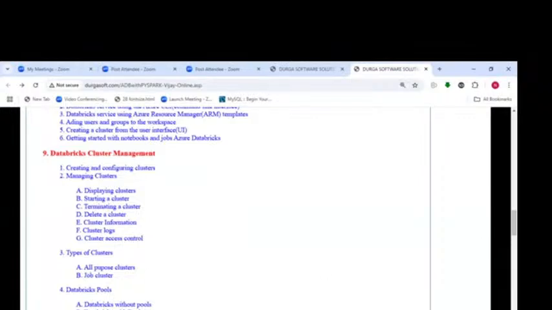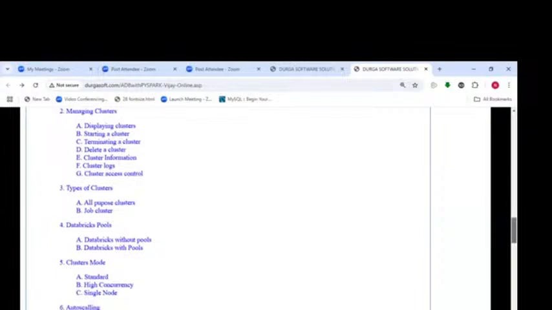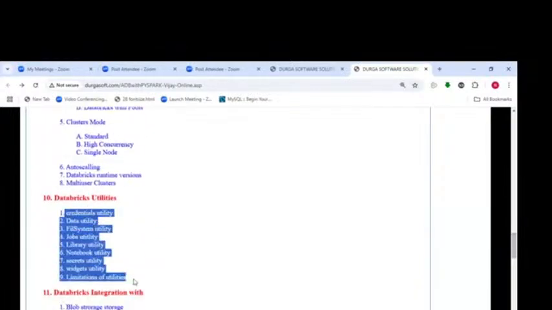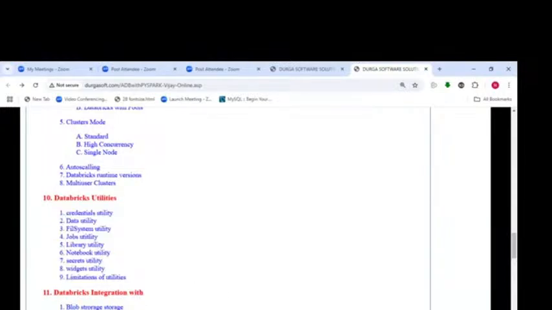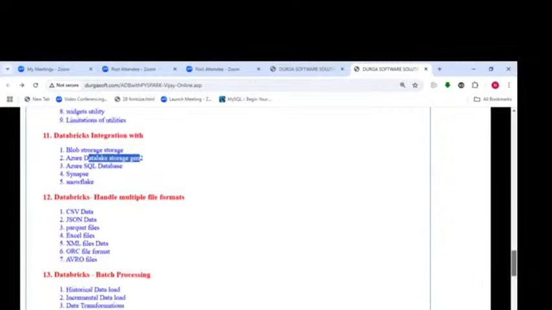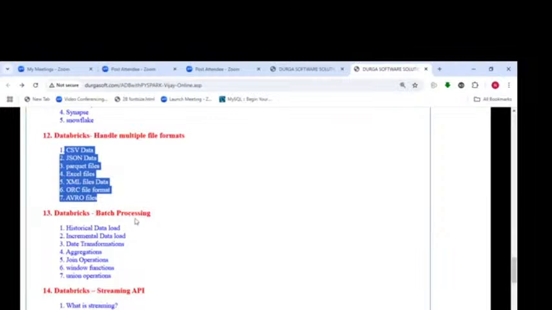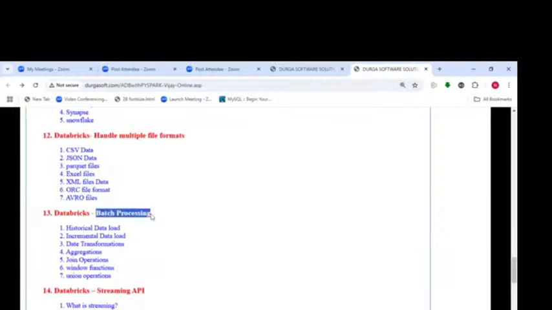Later, using PySpark processing, the different types of Databricks utilities will be discussed one by one. How Databricks is integrated with Blob, with Data Lake, with Azure SQL database, right? And handling multiple formats like CSV, working with different file formats, and batch processing, right? Databricks batch processing. Spark or Hadoop are meant for batch processing, not for online processing.